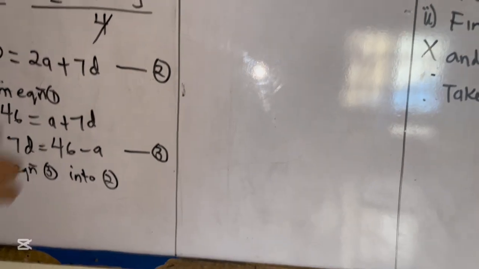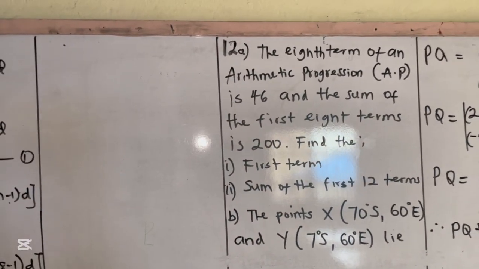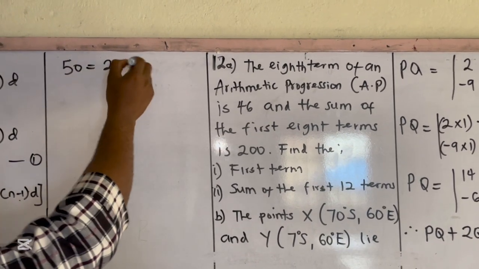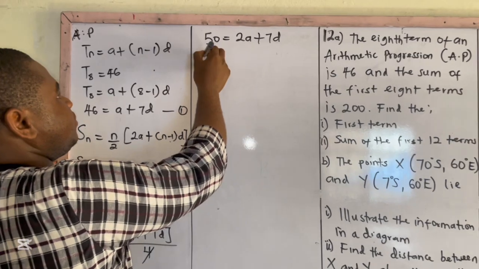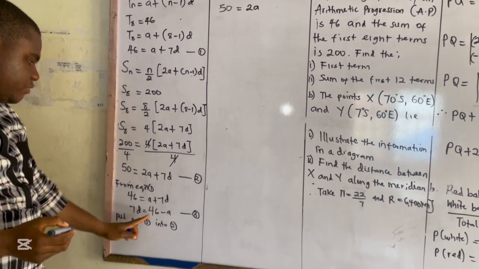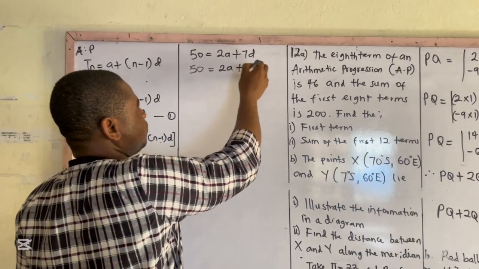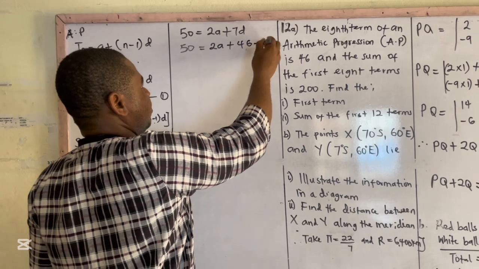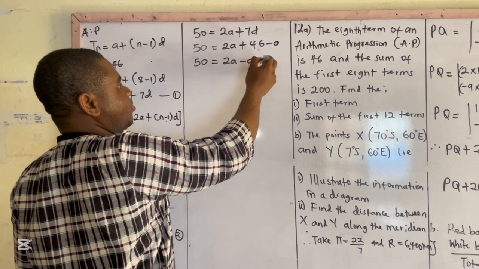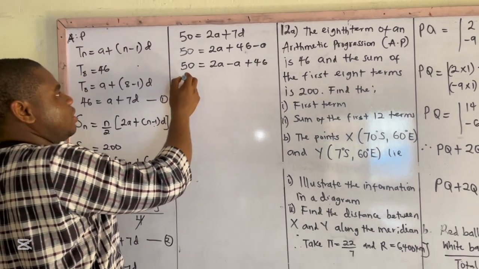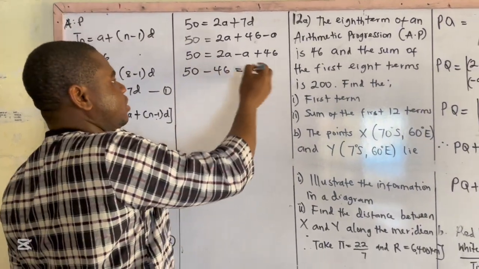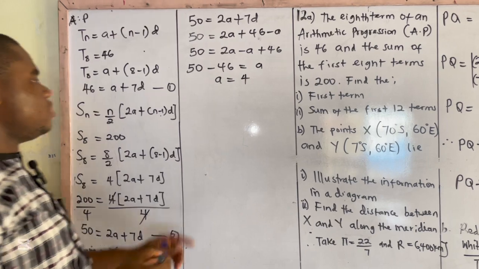So into equation 2, we have 50 is equal to 2a plus 7d. Don't forget that our 7d in this case was 46 minus a. So I will use plus 46 minus a. So we have 50 is equal to 2a minus a plus 46. So I have 50 minus 46 is equal to 2a minus a, which gives us a. So a is equal to 4. So the first term is 4.